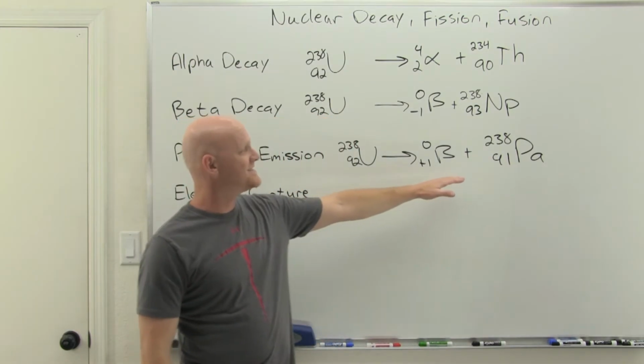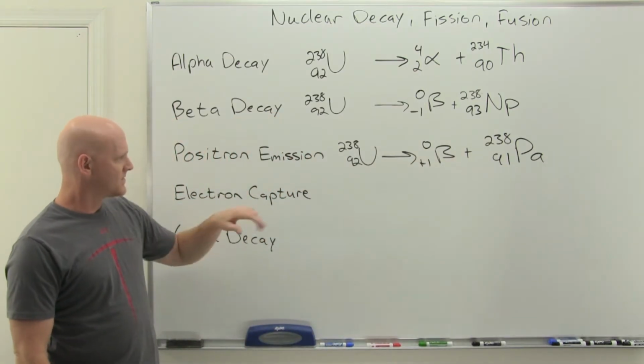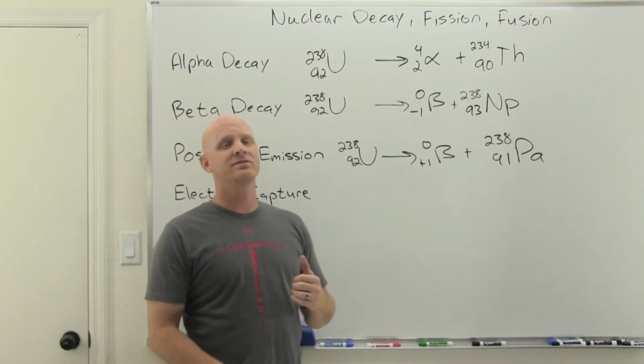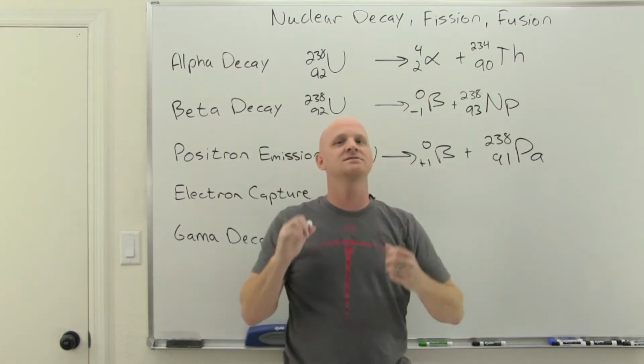All right, but that's protactinium. All right, let's take a look at electron capture here. So electron capture is the one that's not an emission. So in an electron capture process, you actually have one of the core electrons being sucked into the nucleus of an atom.